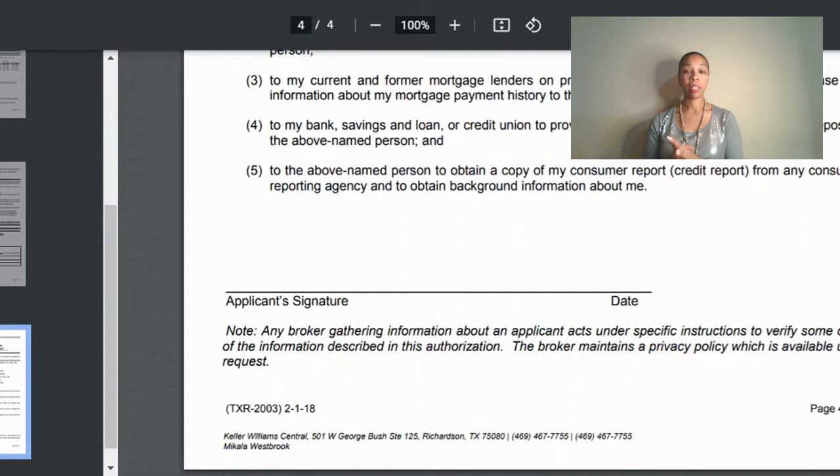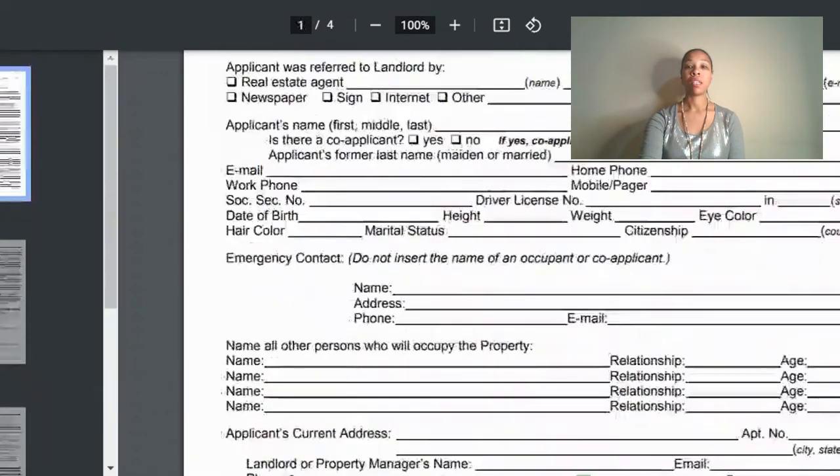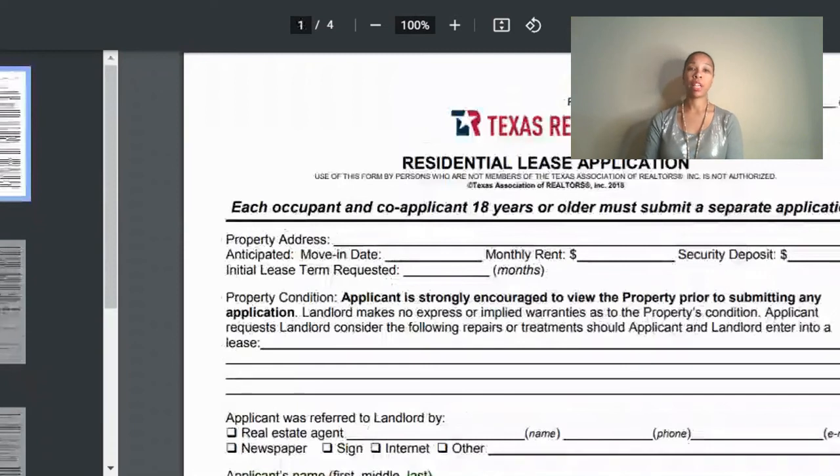And I want to read the last sentence. The broker maintains a privacy policy which is available upon request. Okay, so that is your residential lease application. This is one that may be used. A landlord can opt to use something different. Sometimes property management groups may have a different application system. So it really does depend, but I wanted to give you a glimpse of overall the information that you'll need to be prepared to supply.